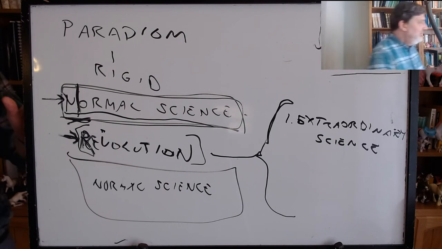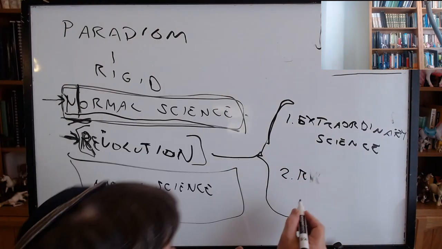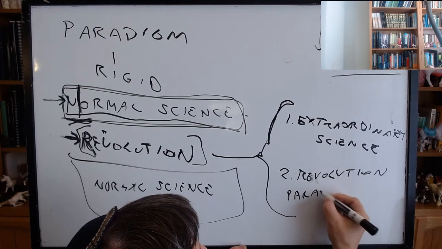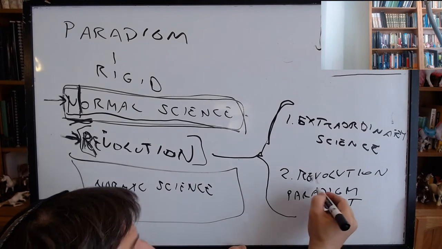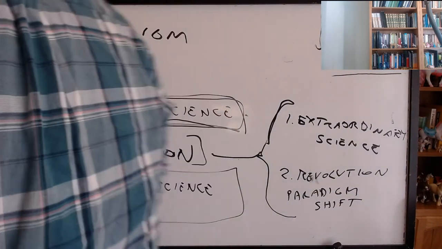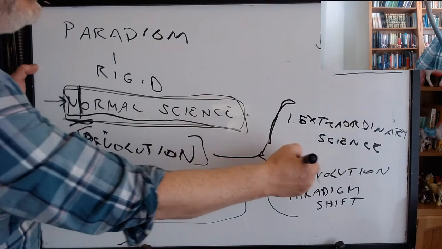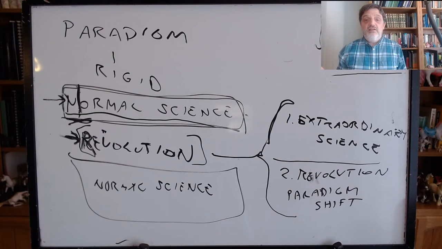Whereas the second stage is the revolution, strictly speaking. Also known, and this is probably Kuhn's most famous phrase, if his most famous term is paradigm, this is his most famous phrase, paradigm shift, right? The revolution is where the paradigm changes. And so, although this is an extended period, he says, even though there's a lot of mopping up to do afterwards, the key thing happens sometimes in an instant.